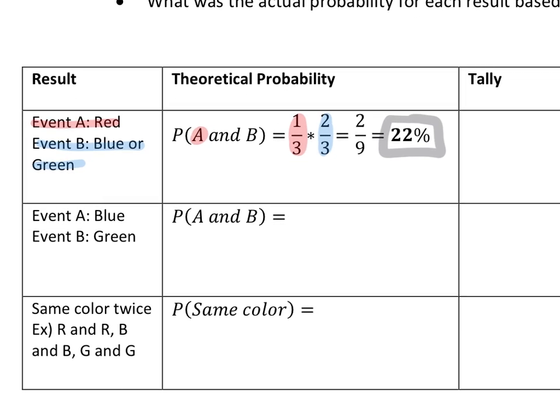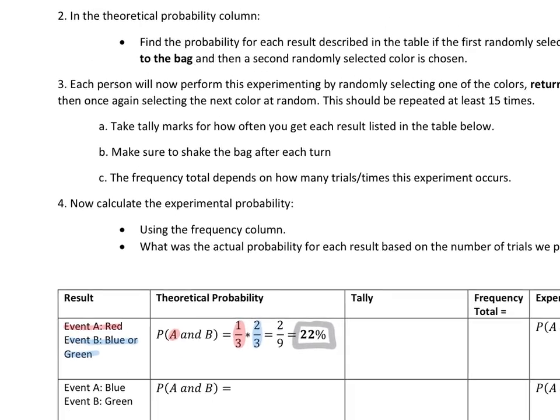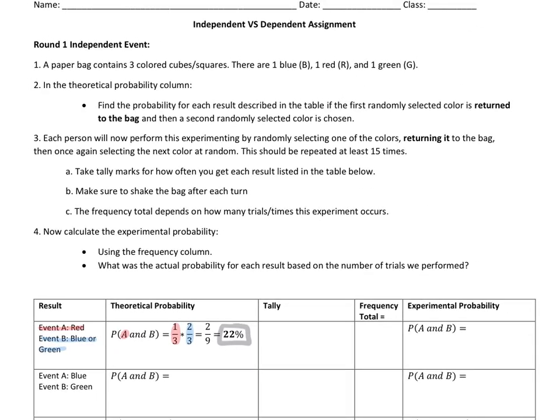The event that I get a blue first, and then a green, and then the event that I get the same color twice. So like a red, and then a red, a blue, and then a blue, a green, and then a green. Then you're actually going to run the experiment. This side of the paper, somebody's going to pull out a block. I pulled out a blue one. On this side specifically, it says to, this is the important part, return it to the bag. Does that mean this is all independent or all dependent? Independent, because we put it back.